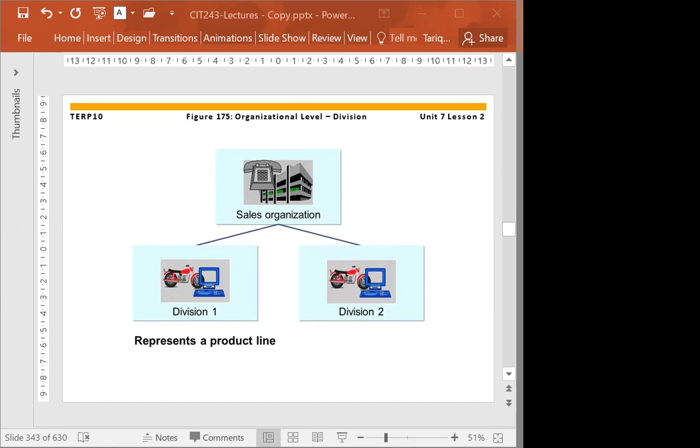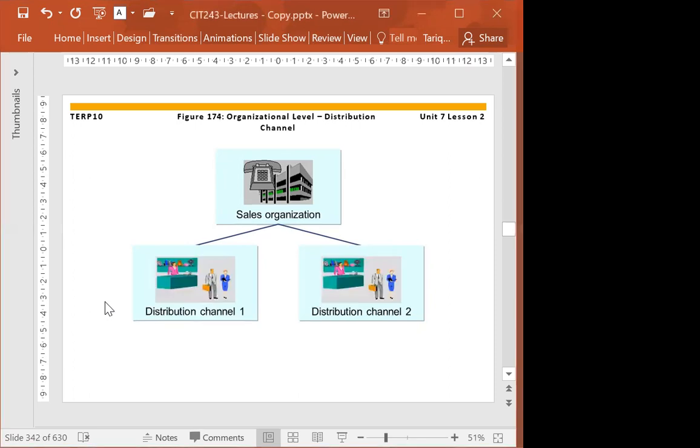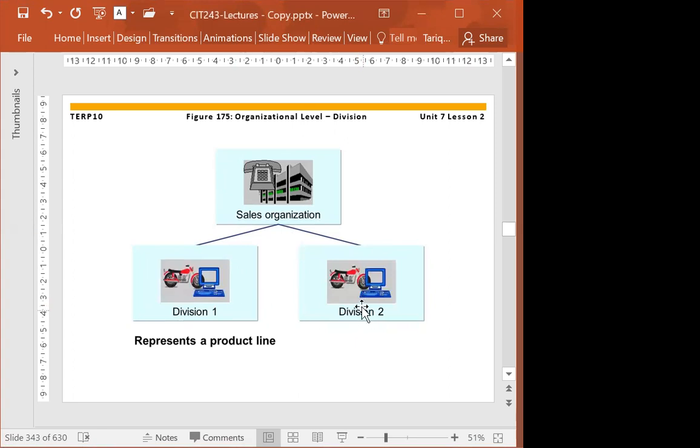So one sales organization can have many divisions. Like we were having one sales organization before, we just saw that. One sales organization was having many distribution channels. Similarly, one sales organization can have many divisions. And remember, at least one division is required if you want to use the sales module. So at least one sales organization, at least one distribution channel, at least one division.